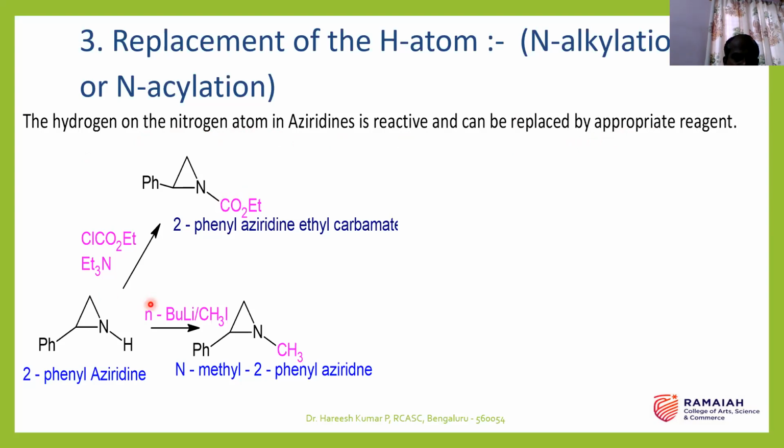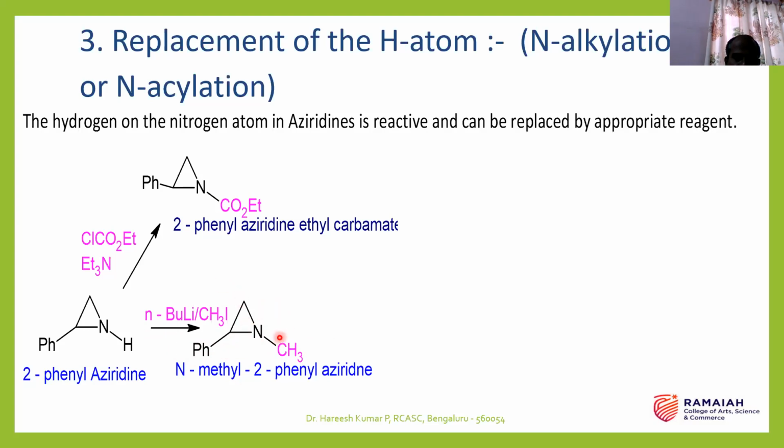Here I am taking two examples. When it is treated with butyl lithium, which is a base, what will it do? It captures this proton, going out as n-butane, and an N-lithium anion is formed. That anion will react with the methyl iodide, and iodide will go out. So lithium iodide and n-butane are the leaving groups, and the product obtained, if you want to name it, is N-methyl 2-phenyl aziridine.